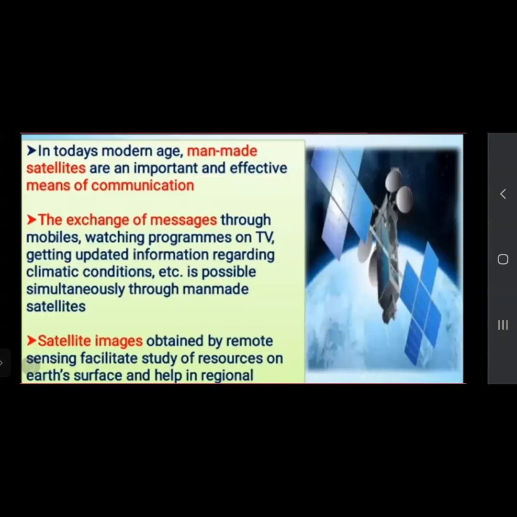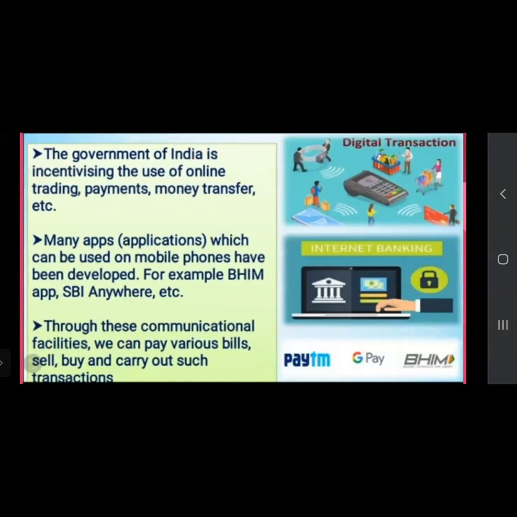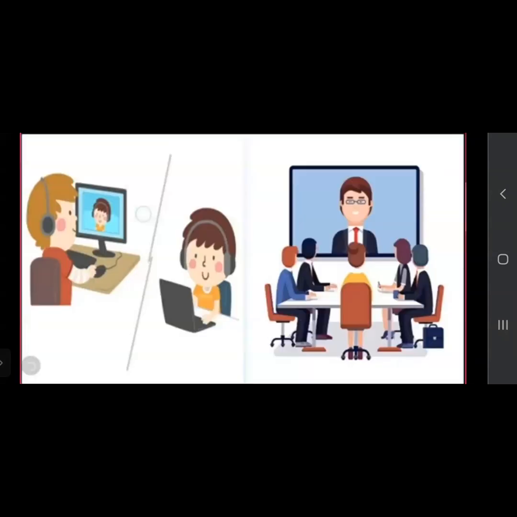So we have seen now how man-made satellites are very important for us. You can see in the picture here, the video conferencing is going on, the virtual meeting. This is all possible because of the internet, and that is because of the man-made satellite.